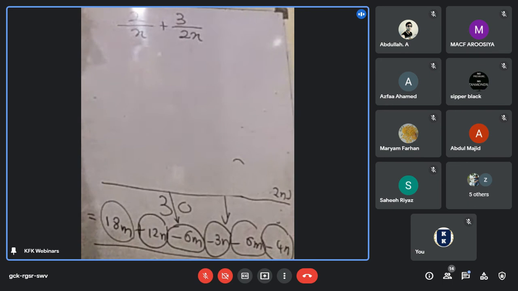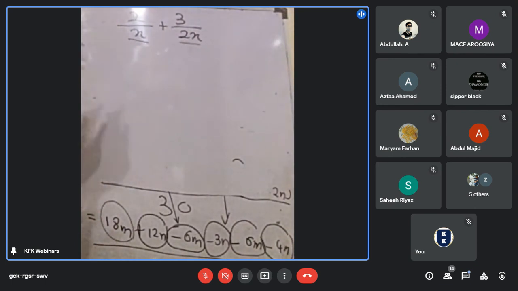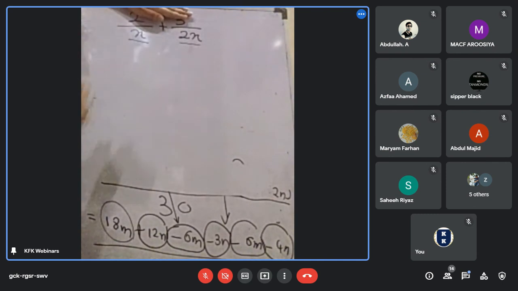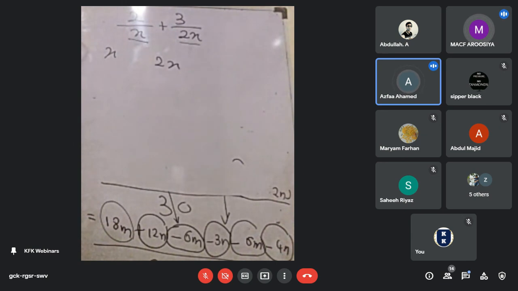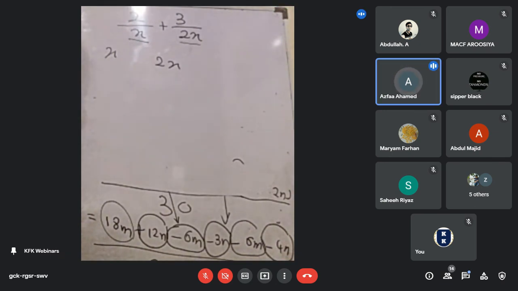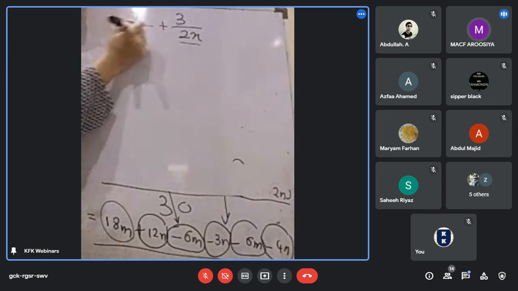Now, can you see this denominator is x, whereas this denominator is 2x? So forget about the numerator, what do you think we can do to the denominator? Now here is the x. Multiply by 2. Can someone repeat it? Multiply that by 2. Multiply what by 2? X. You will multiply this x by 2.